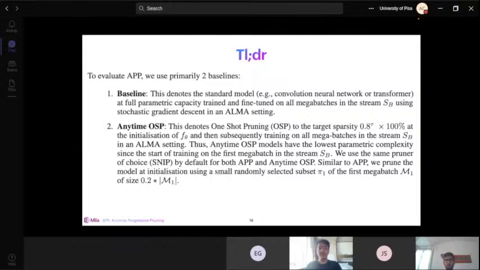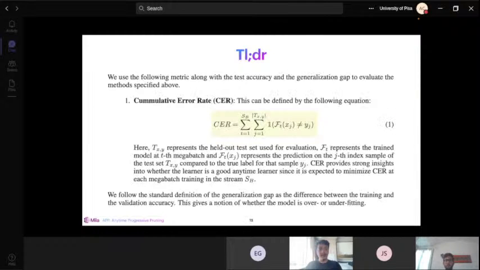Just some subtle differences. OSP obviously is cheaper because it is already at the target sparsity since the start. So when you're training on a long stream, OSP will always have the lowest parametric complexity since the start of the training, followed by ANYTIME and followed by the baseline, which of course involves no pruning. And also there is some notation about the metrics that we use.